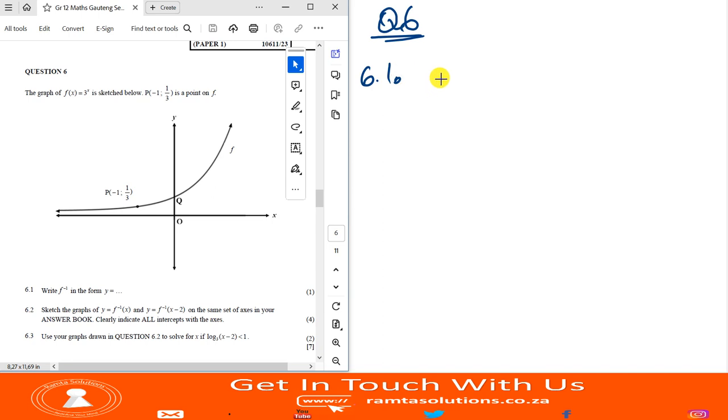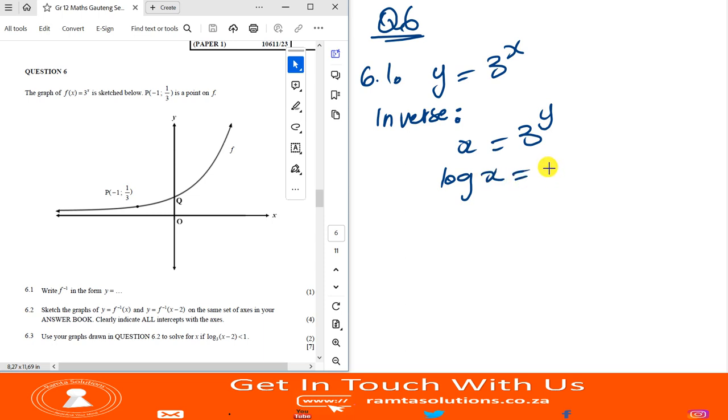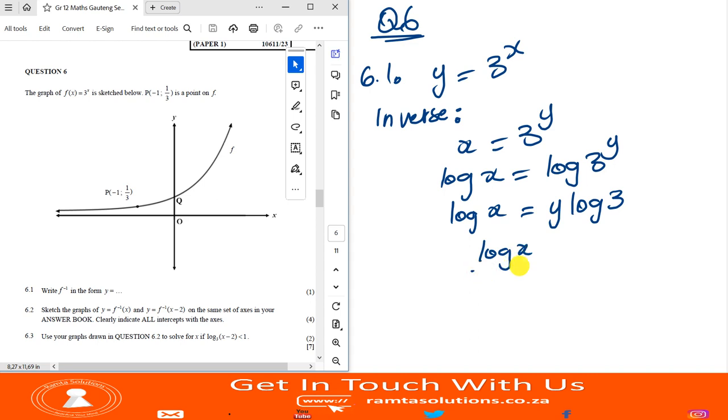So what we know is that y is equal to 3 to the x. When you say inverse, that means where there's x you put y, where there's y you put x. You will say x is equal to 3 to the y. Now what do we know so far? We have to take the log. This will become log x, and the exponent will be dropped: it will be y log 3. Therefore, you will have log x over log 3 equals y.